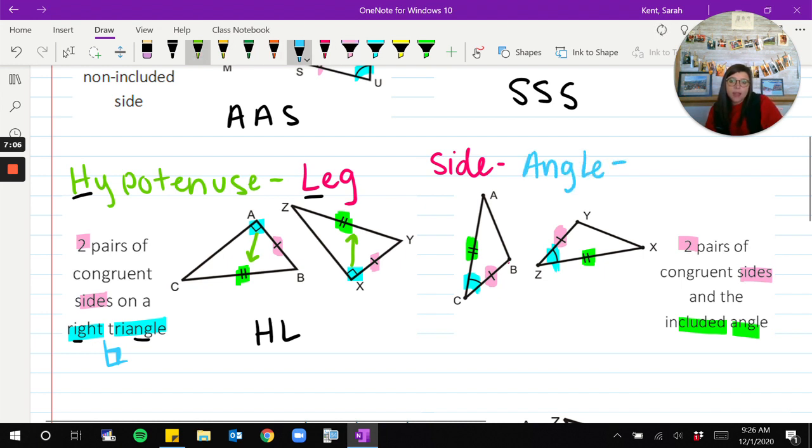And then the last piece that we have is a side. So you can see that the words match the picture. Side, angle, side, side, angle, side. They go in order. And again, I can take the first letter from each one and just do S-A-S. Side, angle, side.